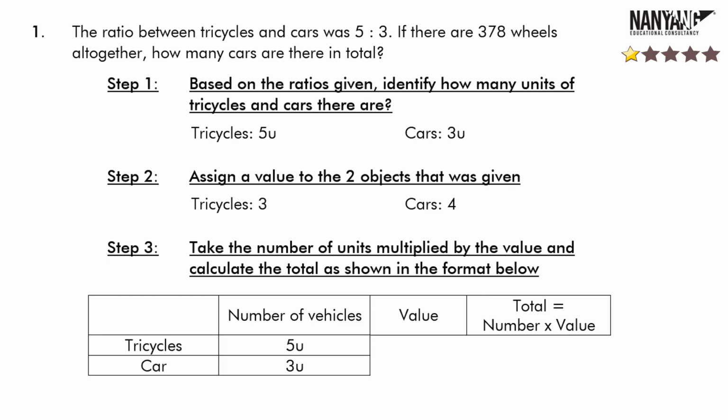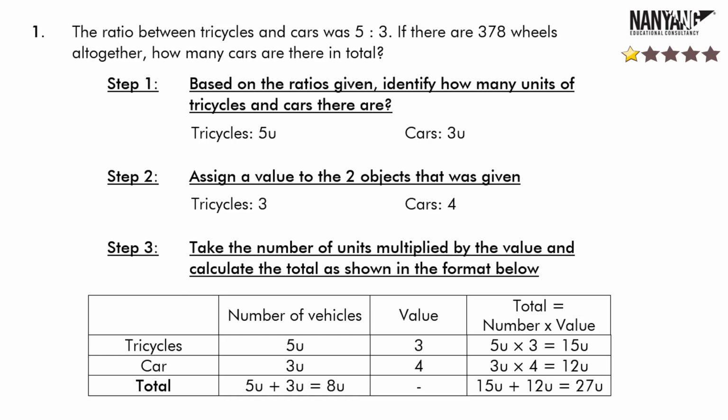We first write down the ratio for tricycles and cars, 5 units and 3 units. Value will be 3 and 4 respectively. And we can then find our number times value. For tricycle, it will be 5 units times 3, 15 units. We do the same for the cars, and we get 12 units.